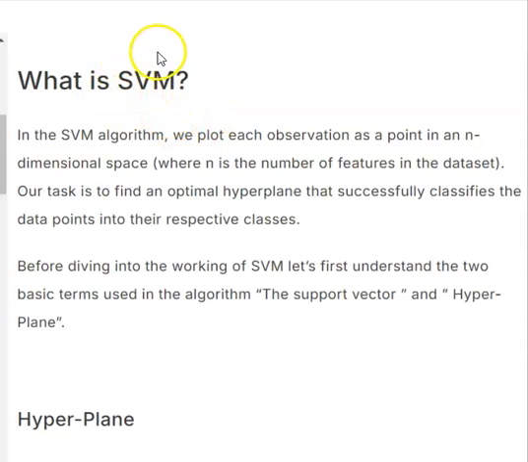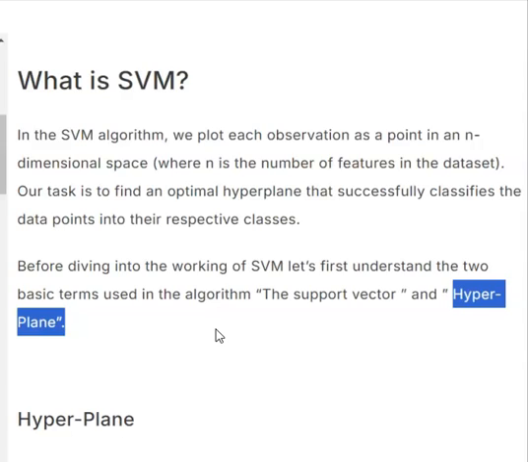So in short, in linear regression, we have discussed the straight line. In logistic regression, we have discussed the sigmoid curve. In support vector machine, it is about the hyperplane, right? You can see that it is about the hyperplane.